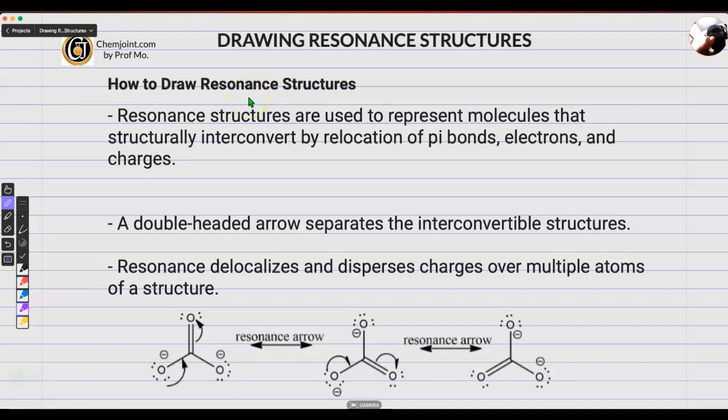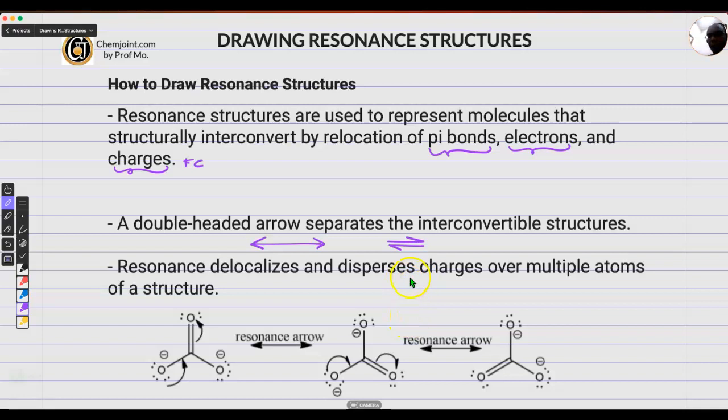Resonance is just to go back and forth, up and down, left, right. In Lewis structures, Kekulé structures, resonance structures usually represent molecules that interconvert into each other by relocation of pi bonds, electrons or charges. We will need to calculate formal charges during this process. We use a double-ended arrow to represent resonance. This is not equilibrium. Equilibrium will be half-barbed arrows.